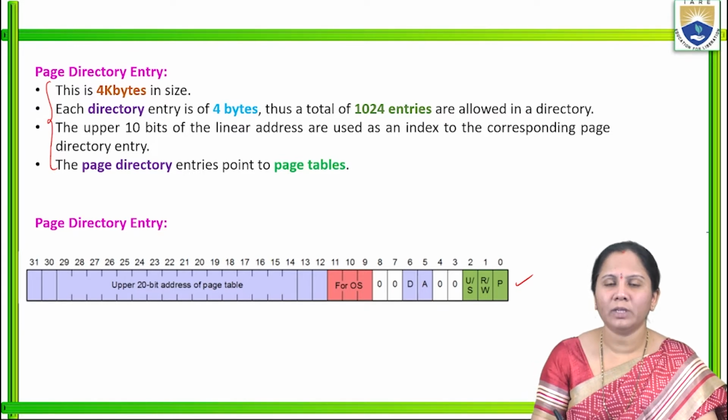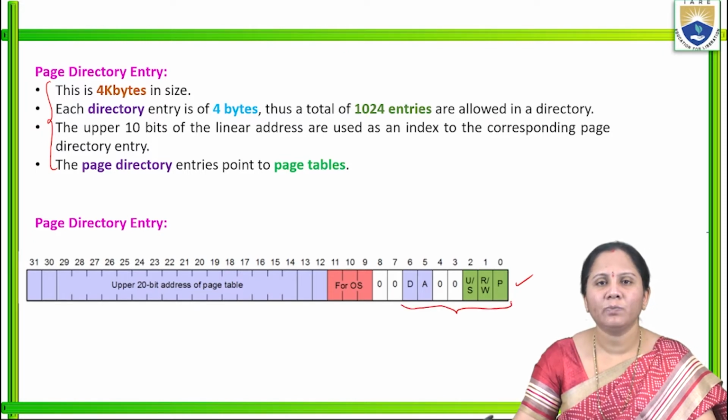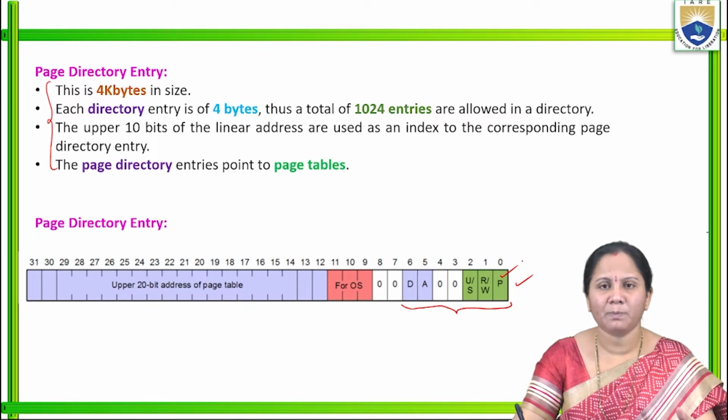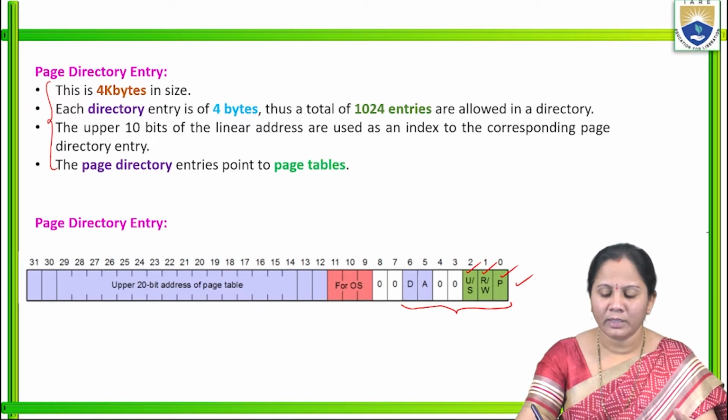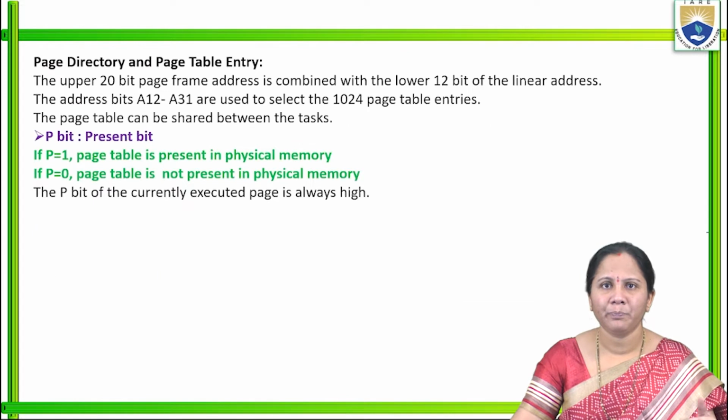So it consists of totally 32 bits. And after drawing the format, we should say what happens when these bits in the page directory entry and page table entry are enabled. So we can see here P represents present bit, R by W, that is read write, U by S, that is user and supervisor. This is A, access bit, and this is D, dirty bit. So we have to explain about all these bits.